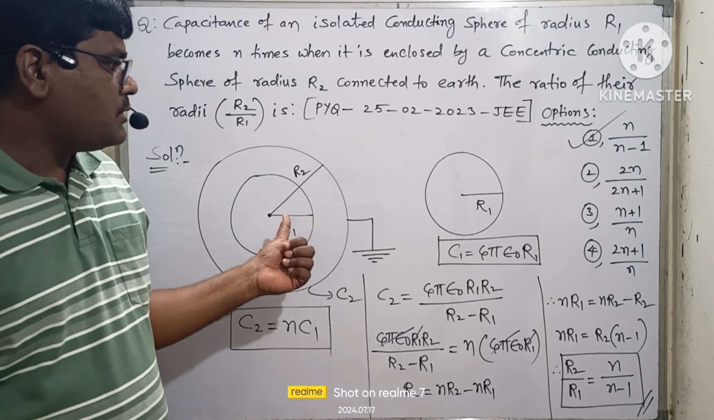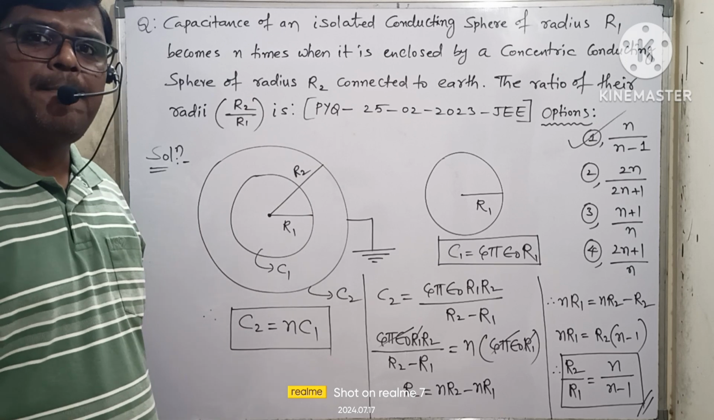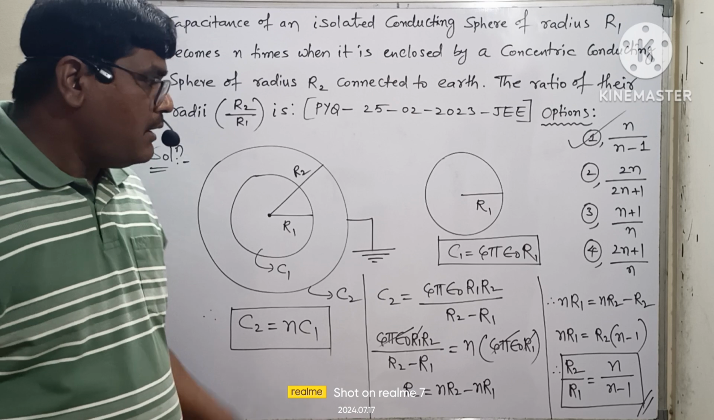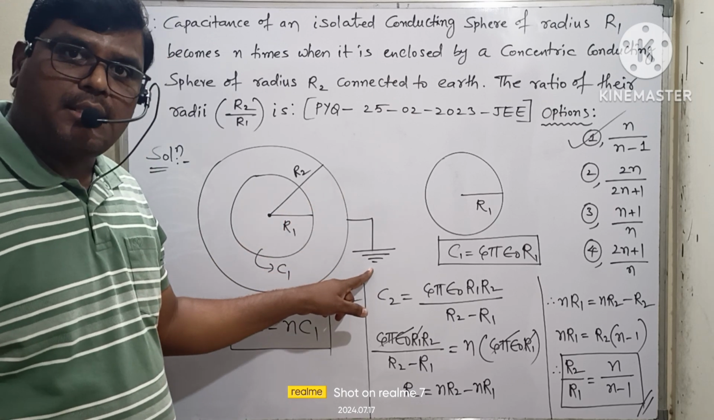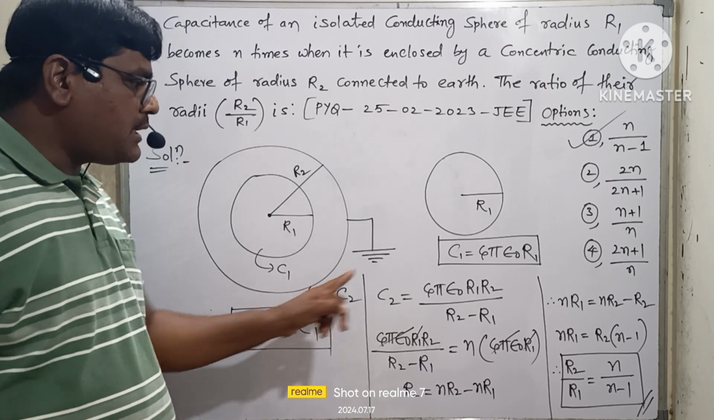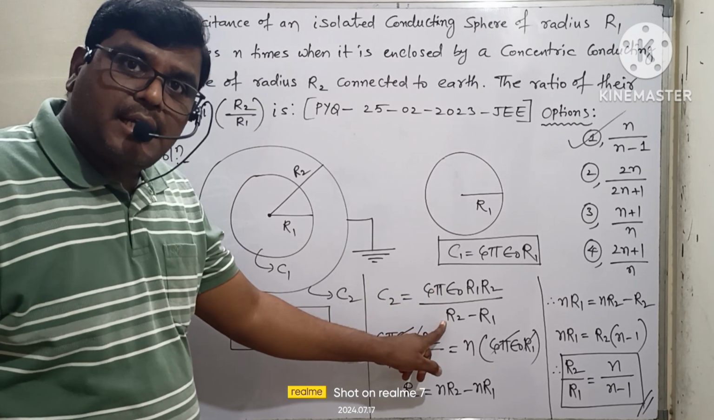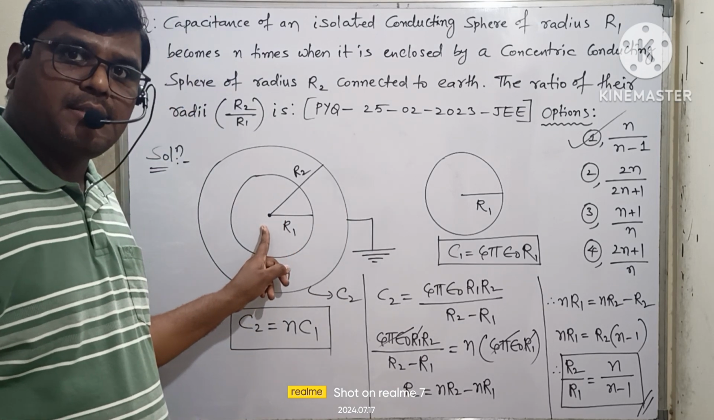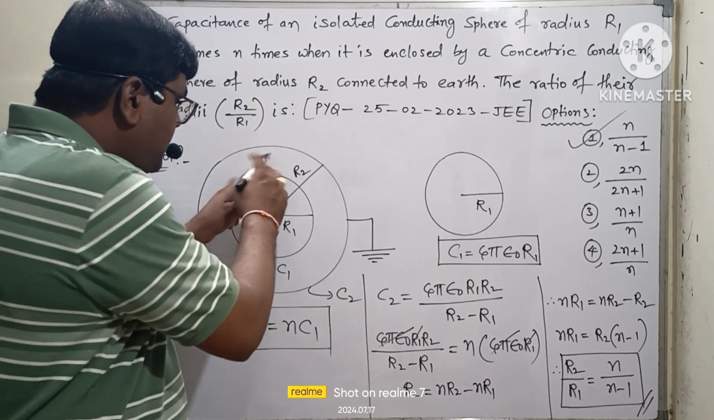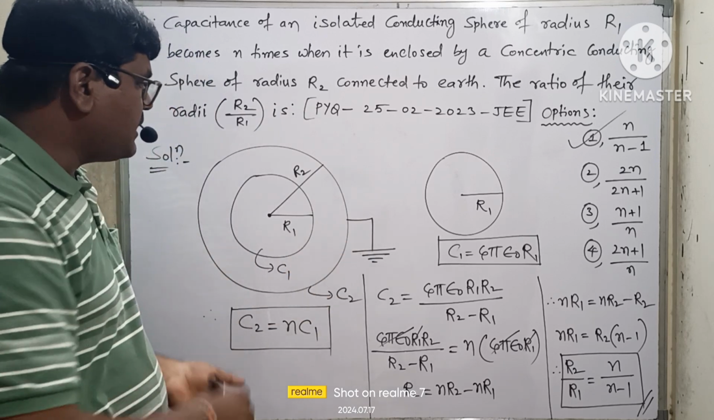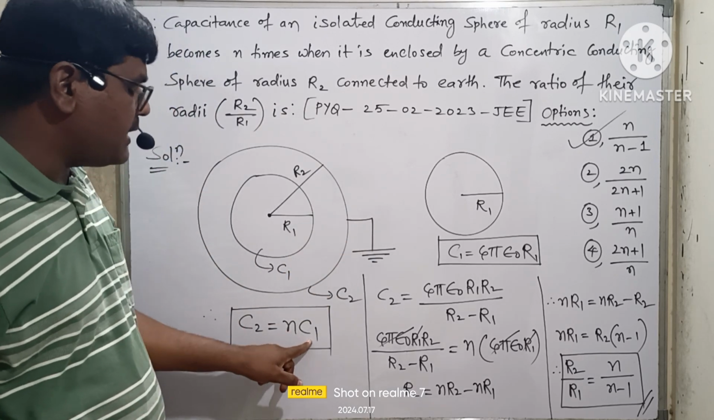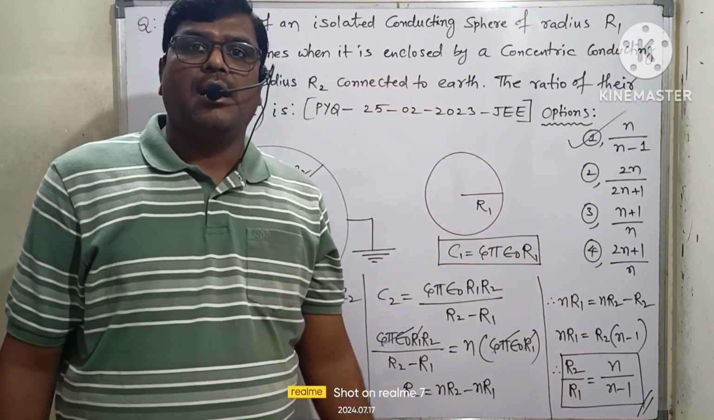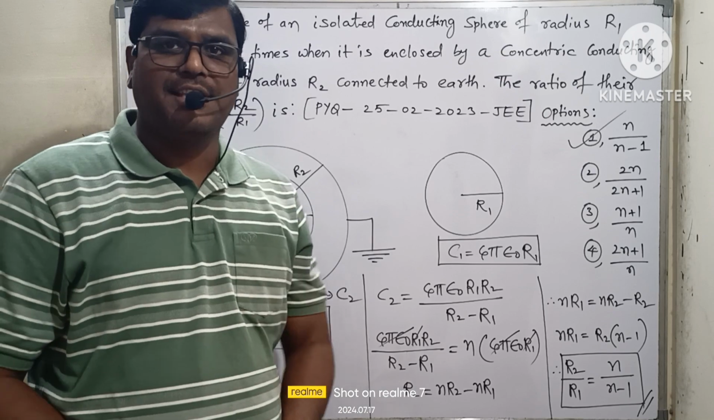So this is the solution. It is very easy. First we have to know the formula. The key point in this question is which sphere is connected to the earth. The second sphere is connected to the earth, so it is second sphere radius minus first sphere radius. When this sphere is enclosed in this case, its capacity becomes n times, n into C1. So this is the solution. I hope all of you understood this, right? Thank you very much all.